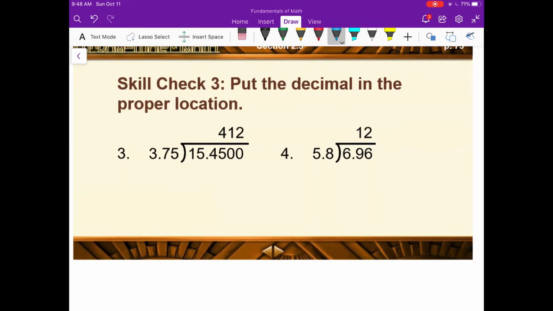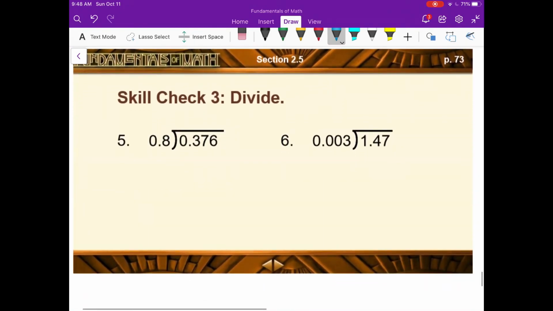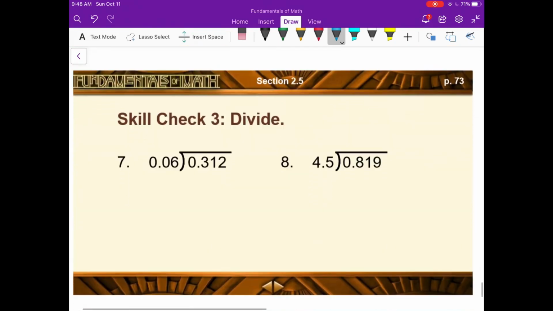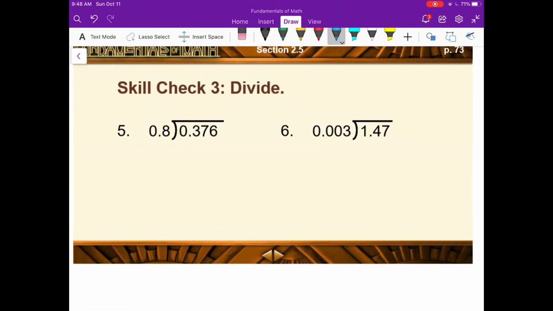Same idea. This gets moved twice, so this gets moved twice. And then the last one gets moved once. So our decimal would go here. All right, the next ones we just are going to divide. So once again, you can pause and go through these 4 questions and then unpause it and see what I did here.